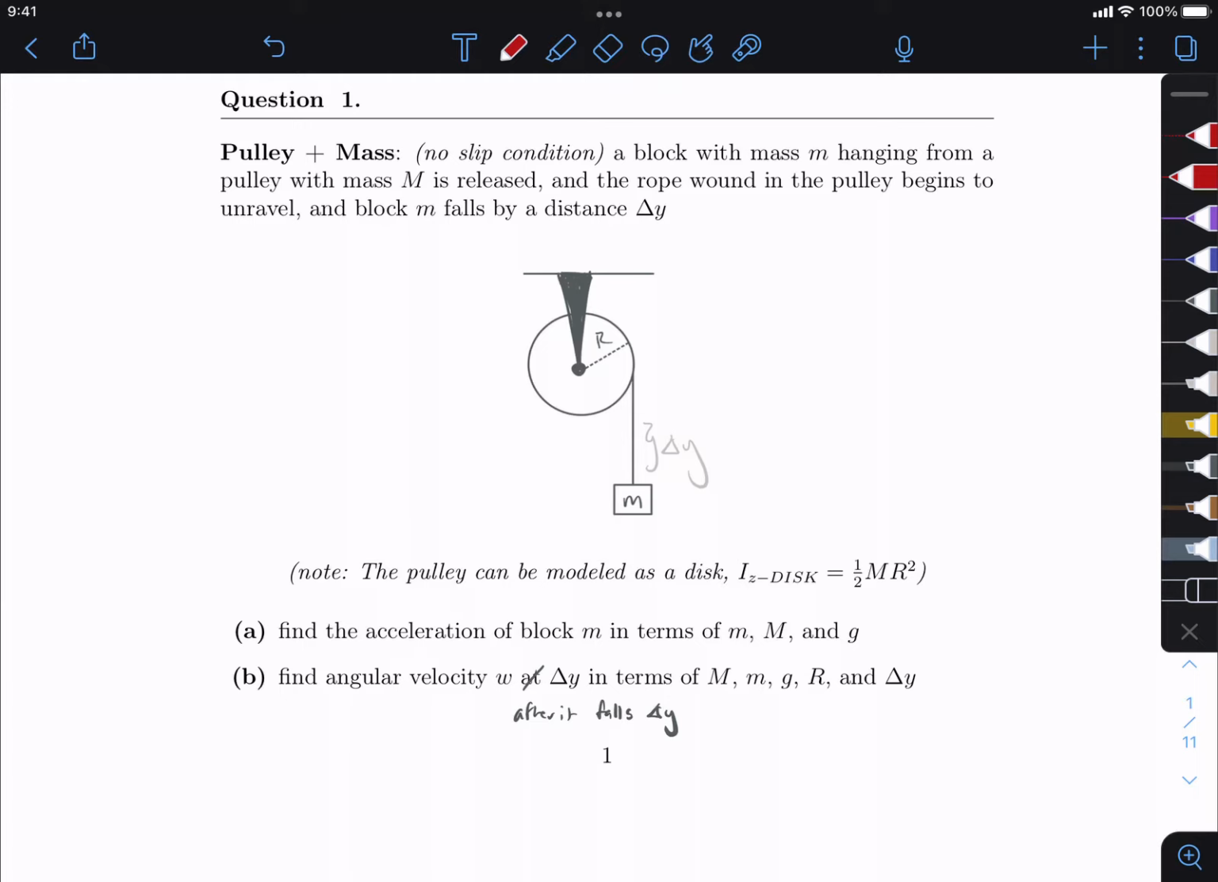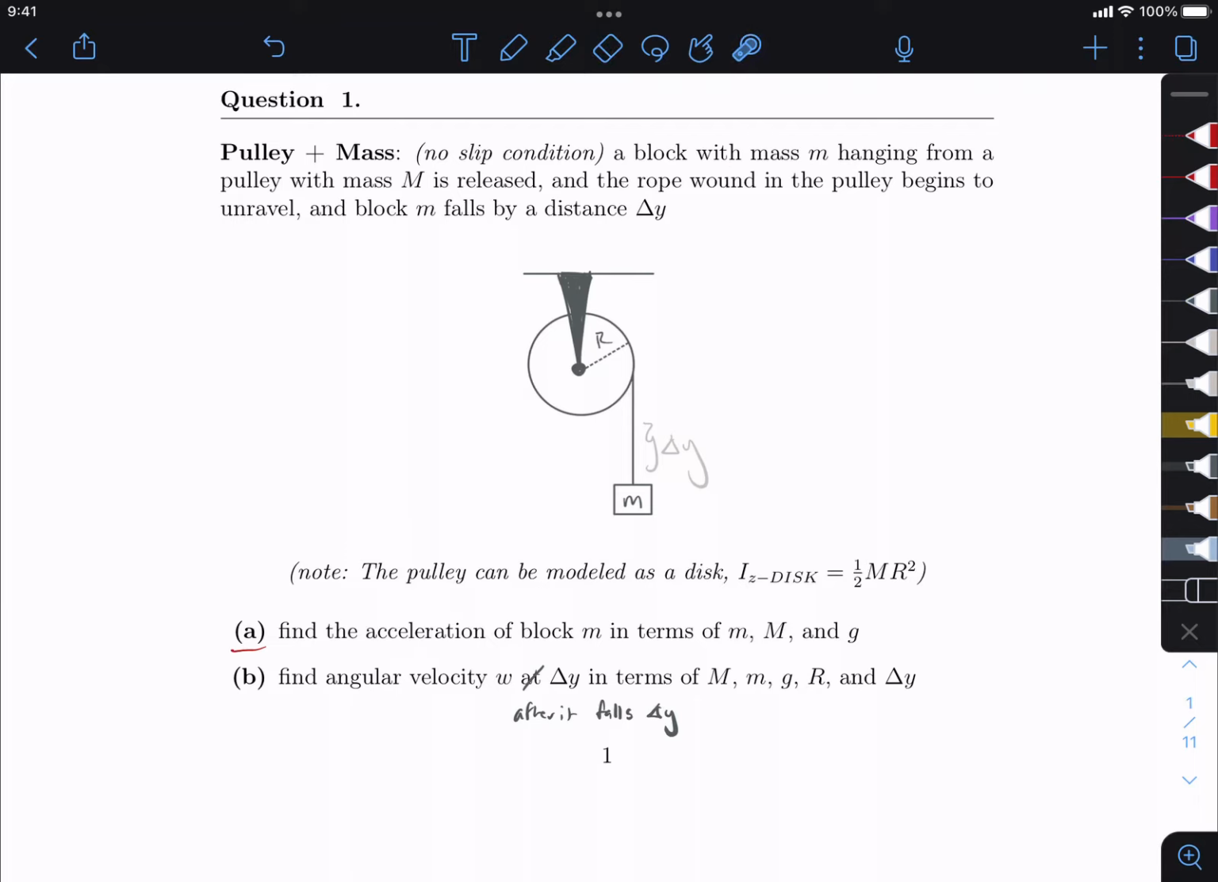All right, so this is also a problem that Professor Spelio did in class. First step, we're going to find the acceleration of a block M in terms of little m, big M, and g. Little m being the mass of the small block, big M being the mass of the larger pulley. Okay, so we have a block with mass m hanging from a pulley with a larger mass M.